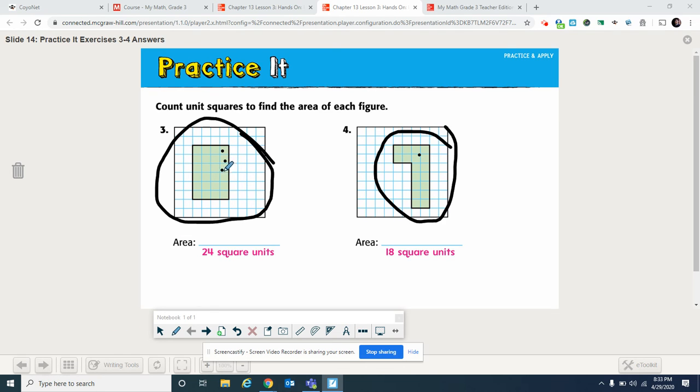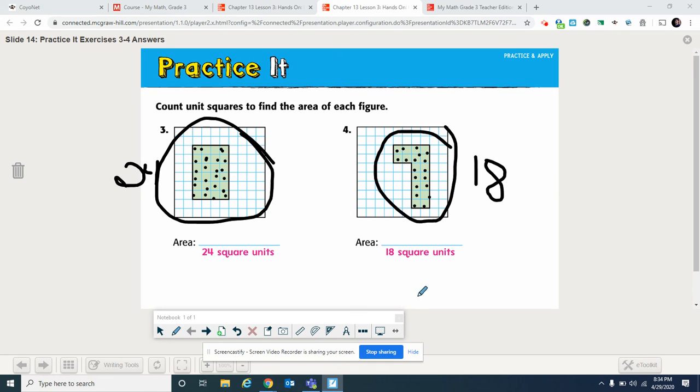1, 2, 3, 4, 5, 6, 7, 8, 9, 10, 11, 12, 13, 14, 15, 16, 17, 18, 19, 20, 1, 2, 3, 24. So all in all, we got 24 square units. For this one, you just need to count the squares inside the figure. Let's start with 1, 2, 3, 4, 5, 6, 7, 8, 9, 10, 11, 12, 13, 14, 15, 16, 17, 18. So a total of 18 square units.